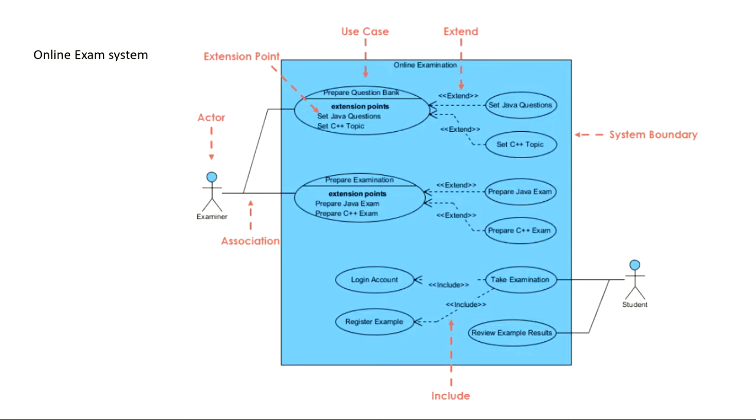Primary examiner, secondary student. The examiner is primary because he is making up the question bank. Examiner primary, student secondary. Student primary, teacher secondary. Okay, just think in this way. Is there any use case? Who is a primary actor? Who initiates a use case? Right?